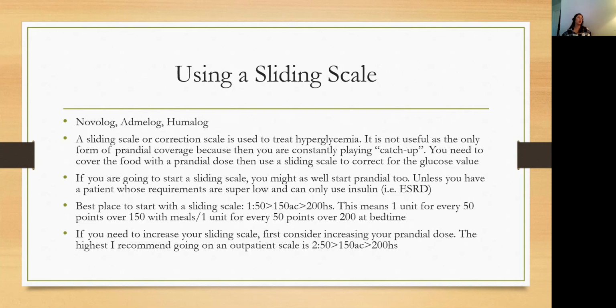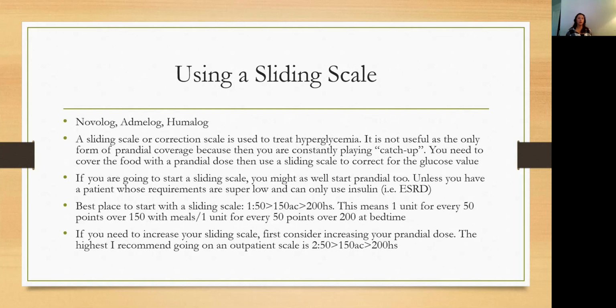A sliding scale or correction scale is used to treat hyperglycemia, but it's not food coverage. So if all you do is put somebody on long-acting insulin and a sliding scale, you're playing catch up all day long, because the sliding scale is designed to only correct what didn't get corrected by the mealtime coverage, prandial insulin. So you've got to cover the food with a prandial dose and then give sliding scale on top of it to correct for the glucose value. So if you're going to start a sliding scale on somebody, you might as well start prandial insulin too, because there's really not much point in having one and not the other.